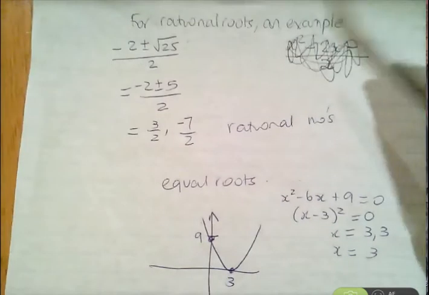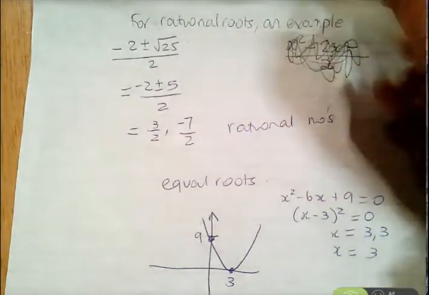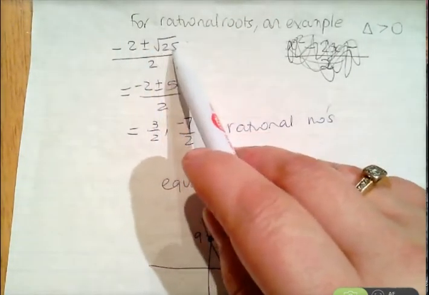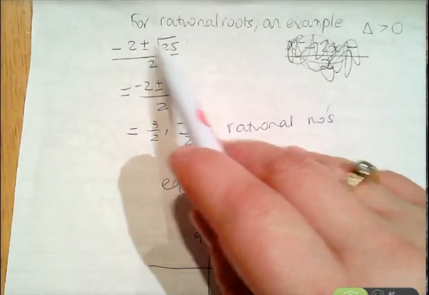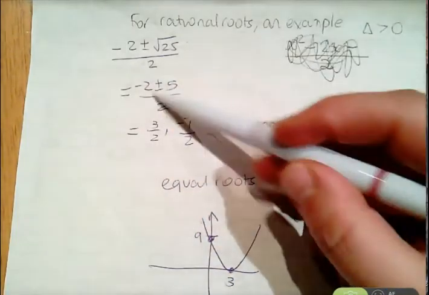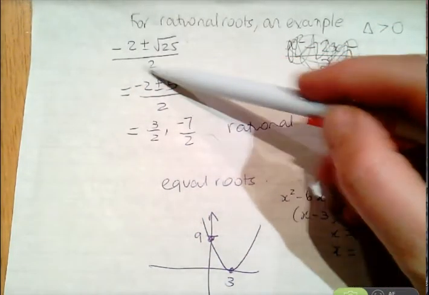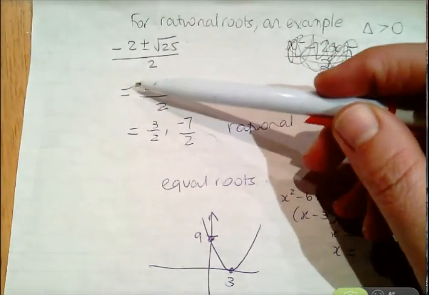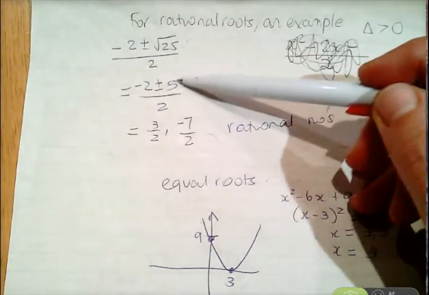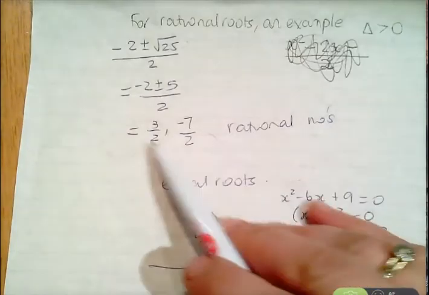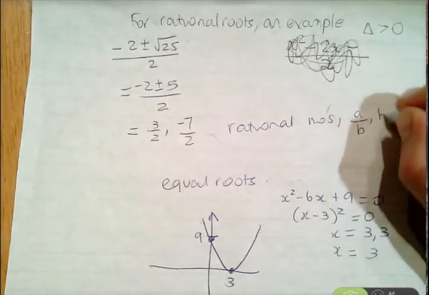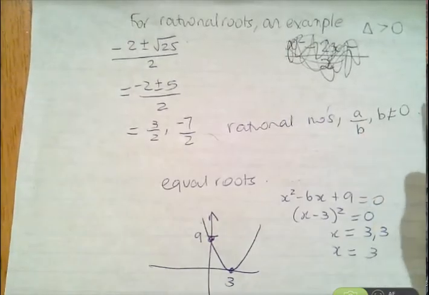Quickly looked at the beginning of the lesson was, if you've got rational roots, you know how the discriminant's greater than 0, but if the discriminant is a square number such as 25, what will happen is when you do the square root of 25, you get 5. So you'll end up with roots that might look like this. This is just an example, all right? I just made it up. You could get negative 2 plus 5, which is 3 over 2, or say negative 2 minus 5, which is negative 7 on 2. Now these are 2 real roots, and they happen to be rational numbers because they can be written in the form of a over b, where b does not equal 0.